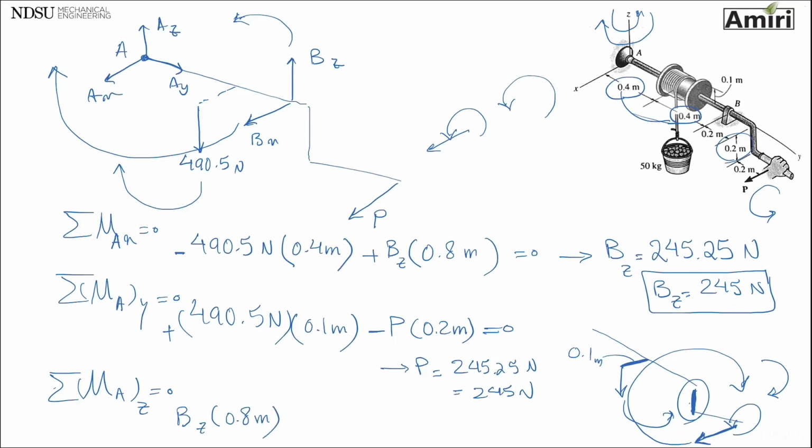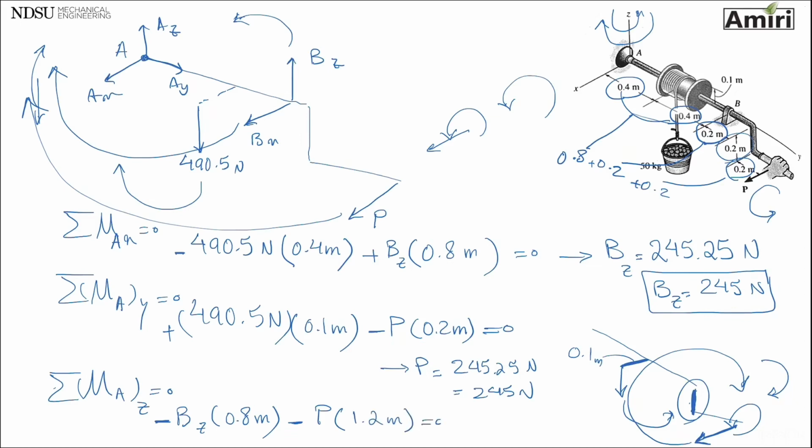Rotation, I use right hand rule. If my fingers are curling that way, my thumb is pointing down, so that's going to be minus. The only other force that I see is P, which is the same direction as Bx, so I know that's going to create the same moment because it's trying to rotate this way about the axis. The distance that I have for it is 0.8 plus this 0.2 plus another 0.2. So that's going to be 1.2 meters equals 0.